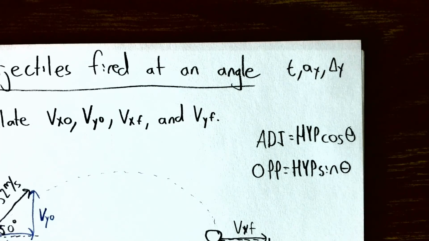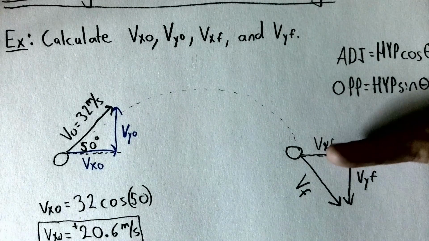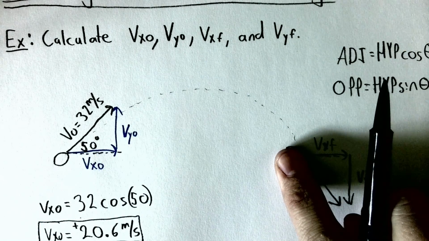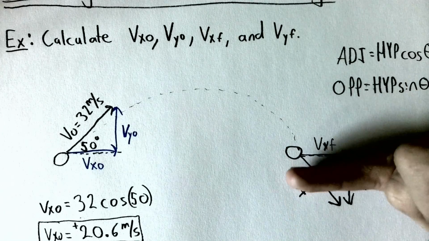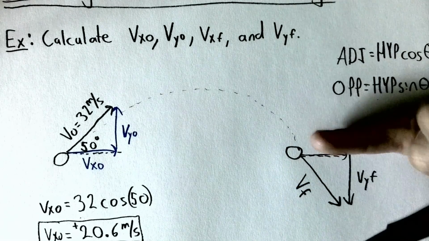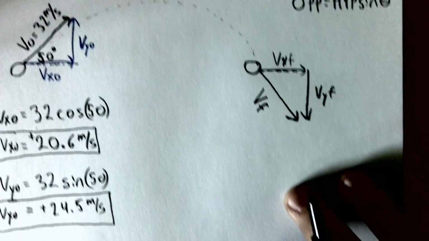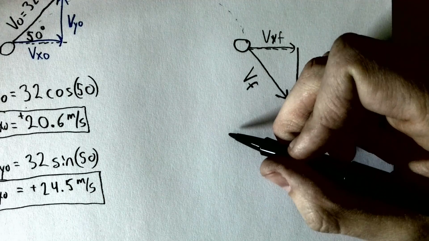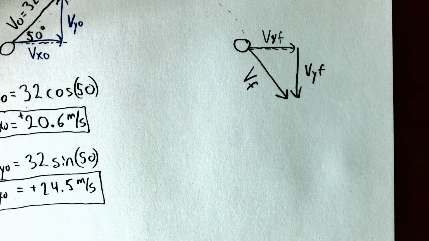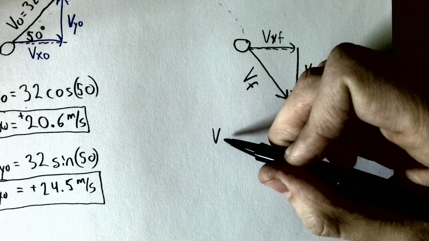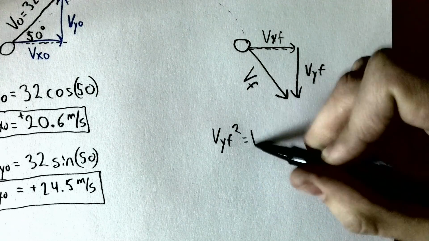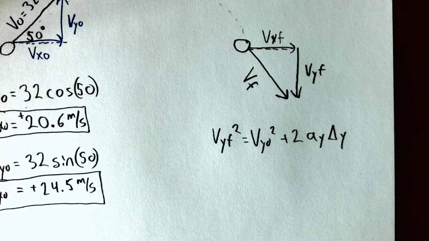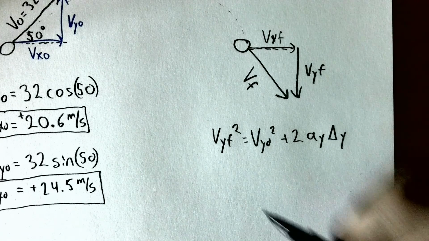0. Delta Y is 0 because delta Y is our change in Y position. So we start on the ground, we end on the ground. Our change in Y position is 0 because we start and end at the same height. So we have those two values as well. The best equation, in my opinion, would be, let's go with this one. Vy final squared equals Vy initial squared plus 2 AY delta Y. So we'll use this to get Vy final.